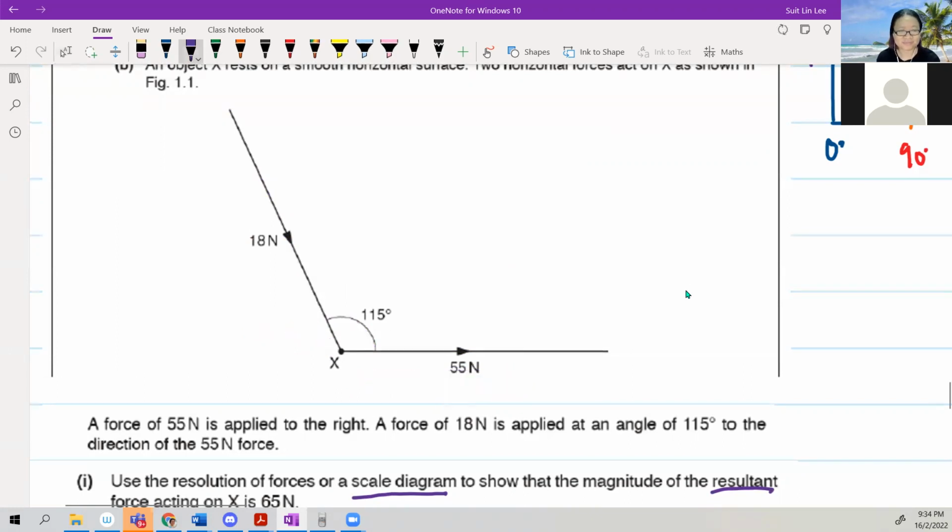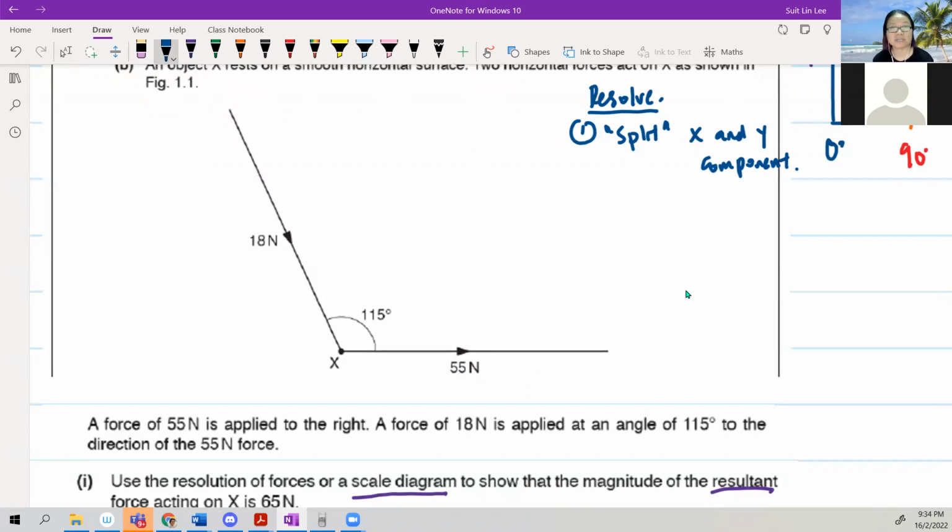I will resolve. Okay. So resolving vectors involves a few steps. Step 1, you split the X and Y component. Okay, we do together. 55 Newton need to split or not? No, teacher, 55 is already X. I call this Fx. Okay. What about 18? 18 need to split, right? Because 18 is at this weird angle. So you're going to have to split 18.